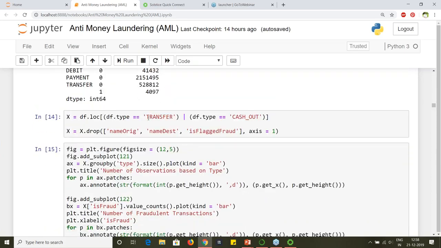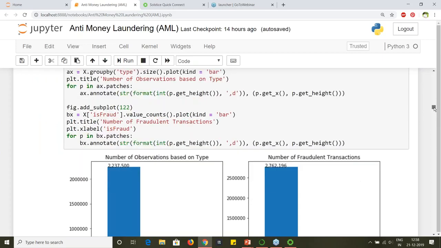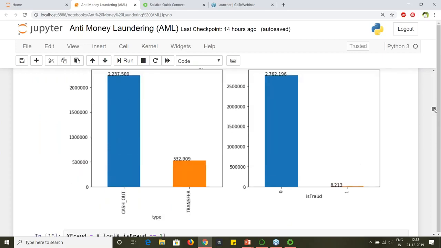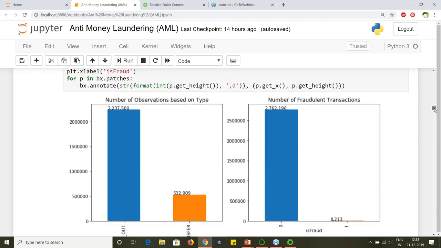So here I am taking only the transactions for transfer and cash out. So totally I have 22 lakh data set for cash out and 5 lakh for transfer. Totally 27 lakh.